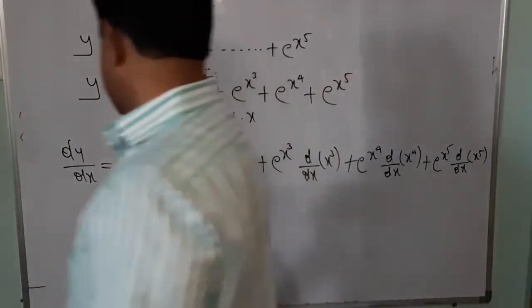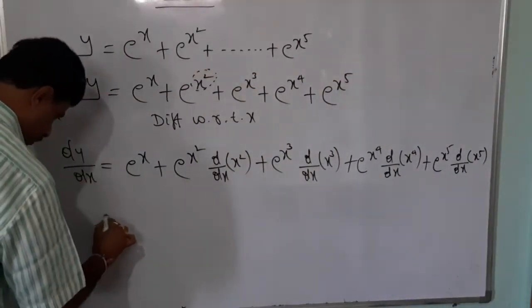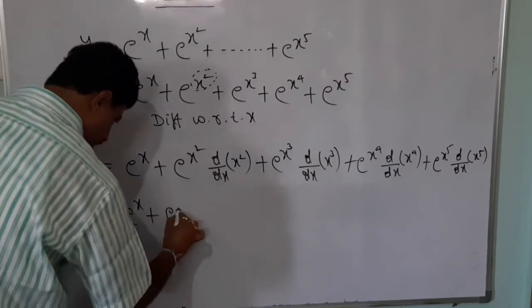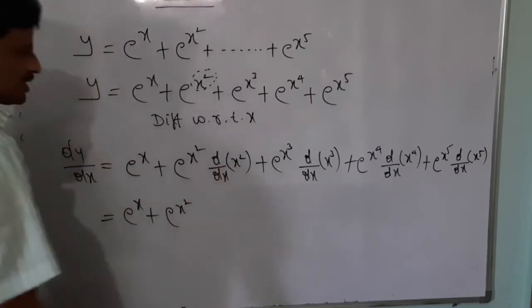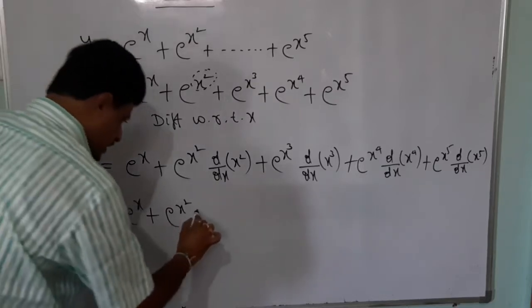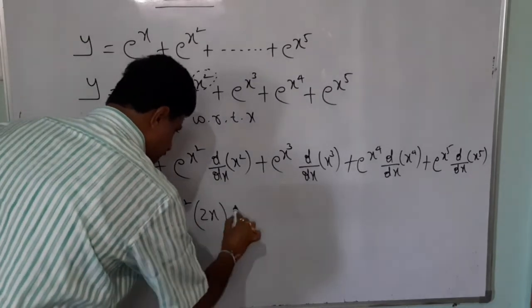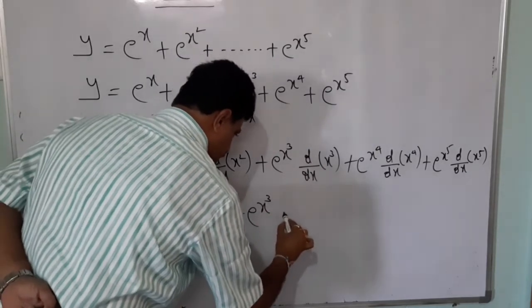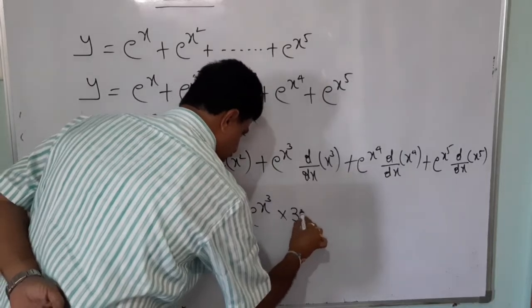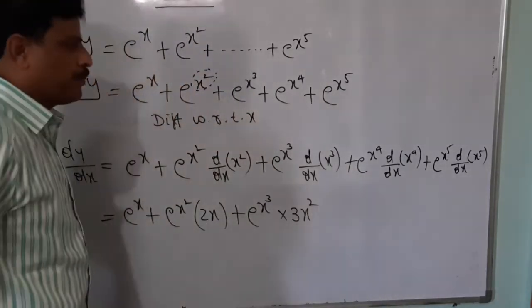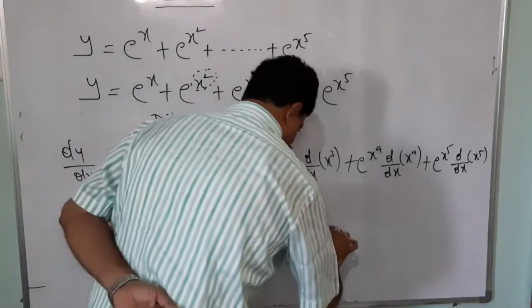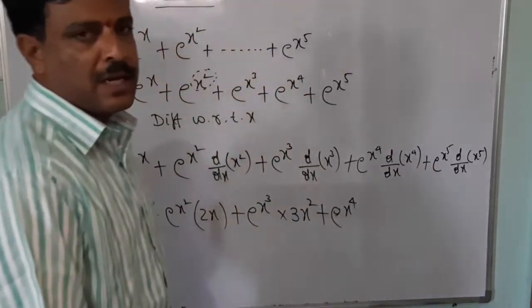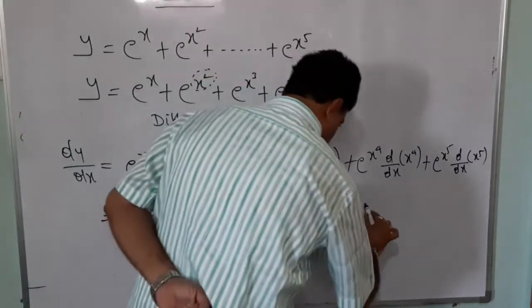So in this case dy by dx is equal to e to the power of x plus e to the power of x square, differentiation of x square is 2x, plus e to the power of x cube, differentiation of x cube is 3x square. You write here 3x square. So plus e to the power of x to the power of 4 into differentiation of x to the power of 4, which is 4x cube.